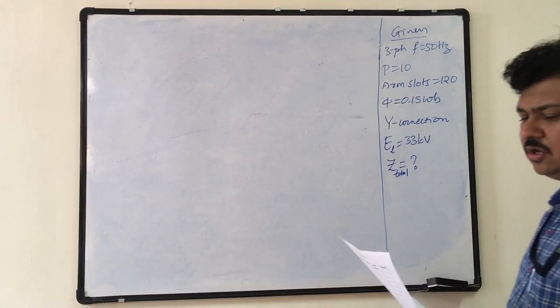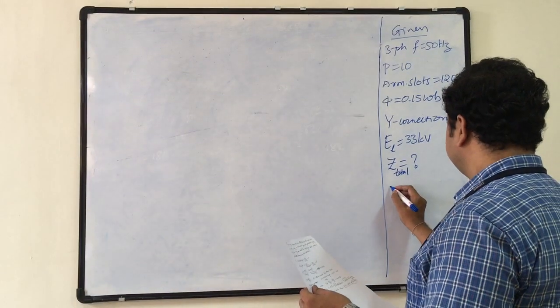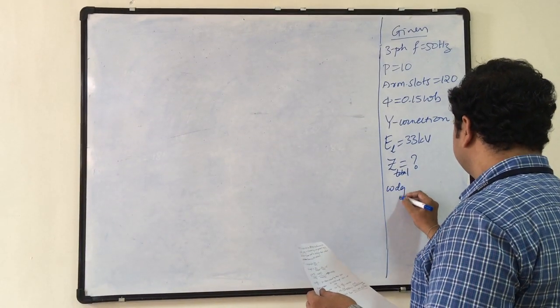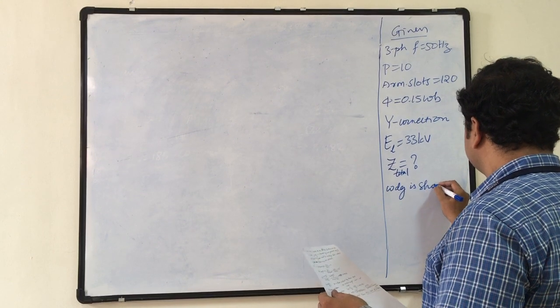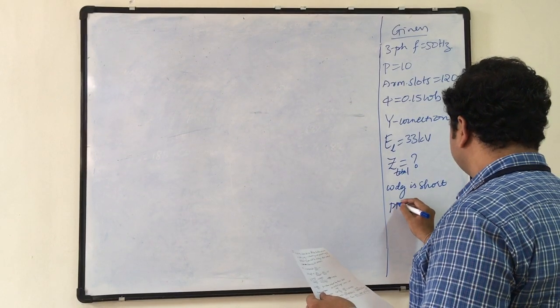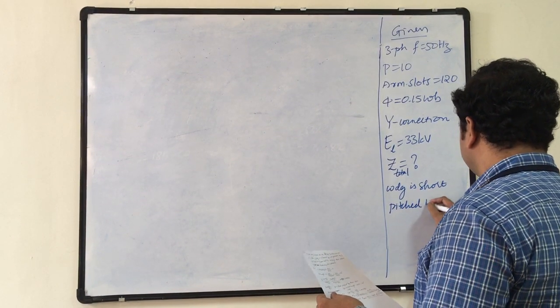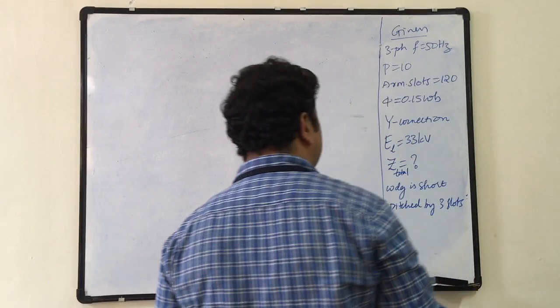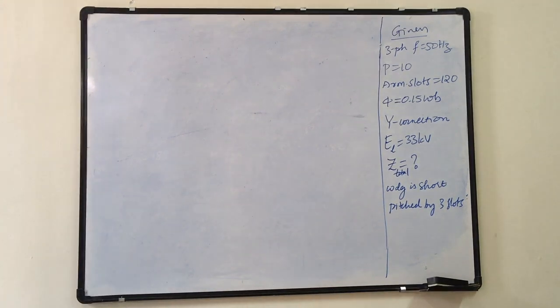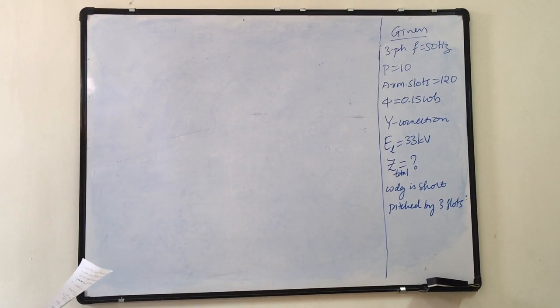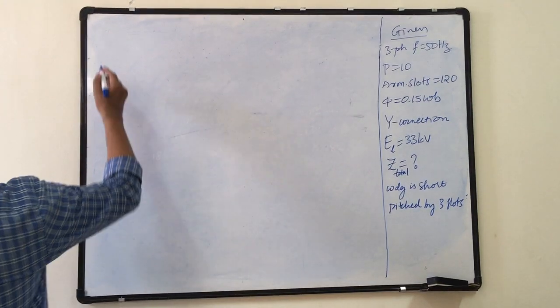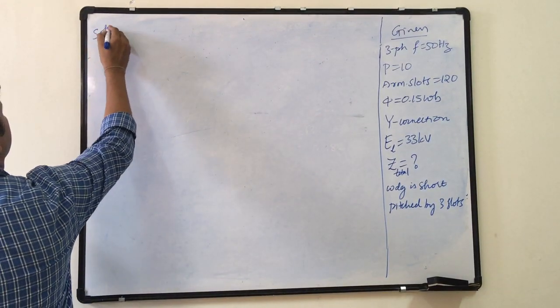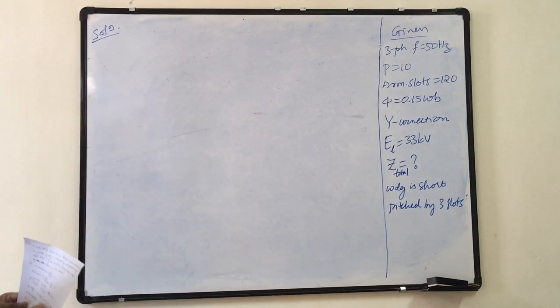If the winding is short pitched by 3 slots. Okay. Now I know the voltage, I should find the conductors.